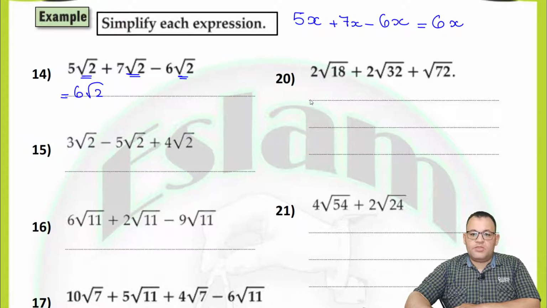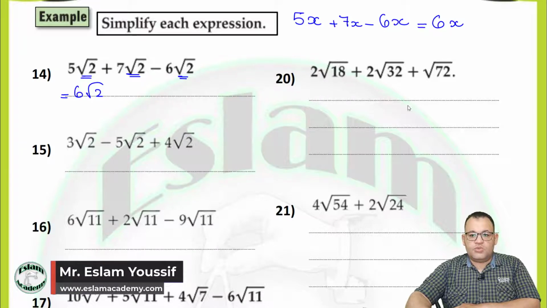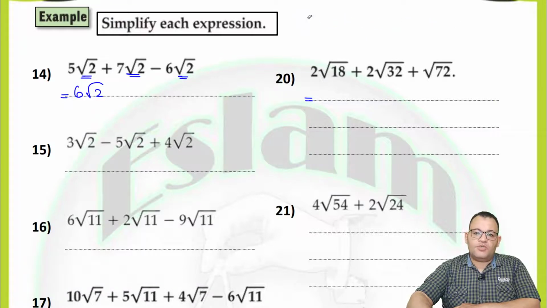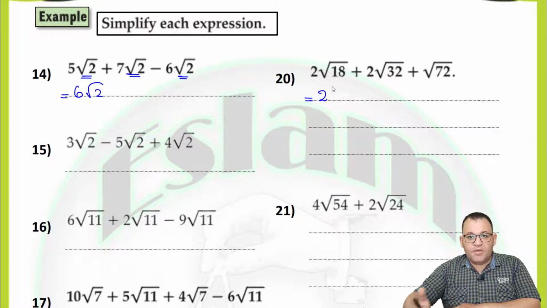Now we have 2 root 18 plus 2 root 32 plus root 72. Now you can simplify it. Step number 1, you need to simplify root 18. Write 2 without any change. Root 18, if you need to simplify it, you have two ways. You can simplify by using a calculator or by using factorization.